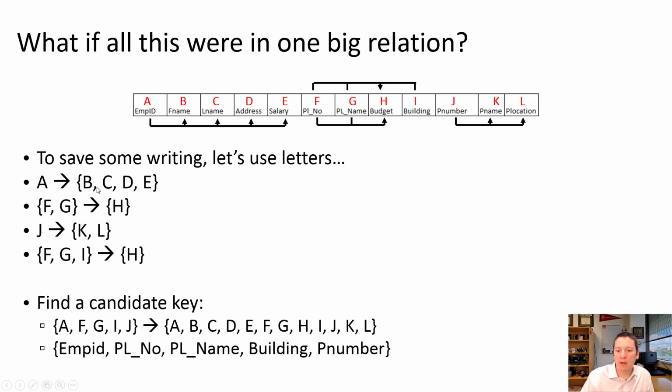So we could go through the entire process of synthesis or decomposition to identify candidate keys, but I think we could intuitively look at this and say, well, if A determines B, C, D, and E, and there's kind of a little bit of separation here, where F, G, and I determine H, and then a little bit of separation where J determines K, L, I think we're going to have all of these determinants together to functionally determine everything in the relation. And just trust me on this, or work through it yourself, that our candidate key is going to be A, F, G, I, and J as one big composite candidate key, or emp ID, plant number, plant name, building, and project number all together.